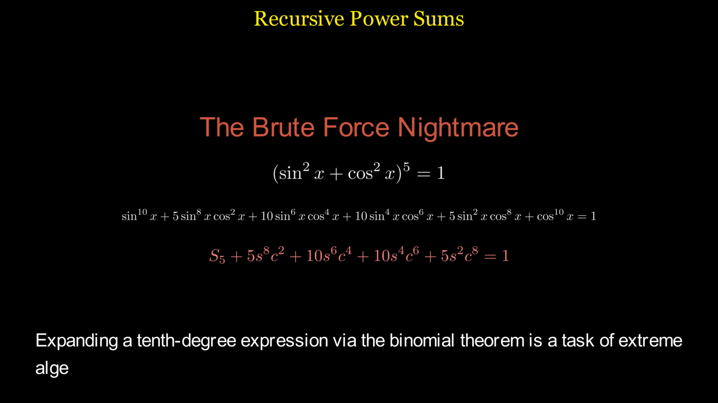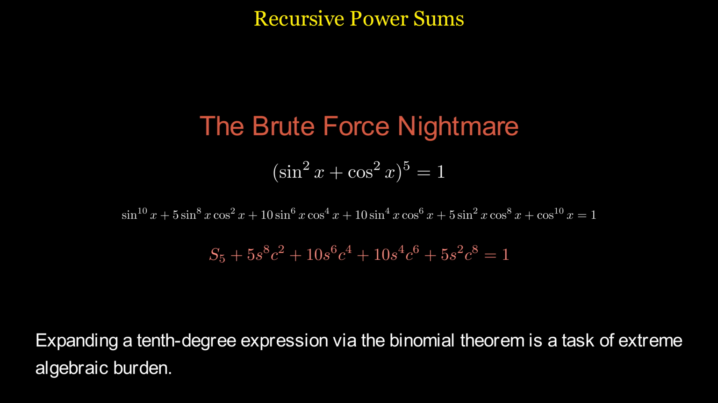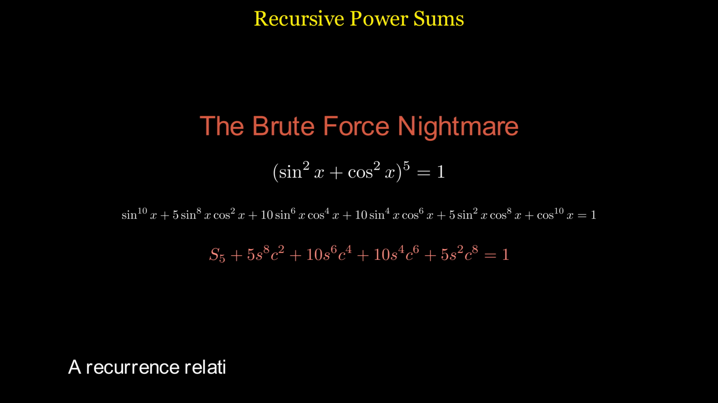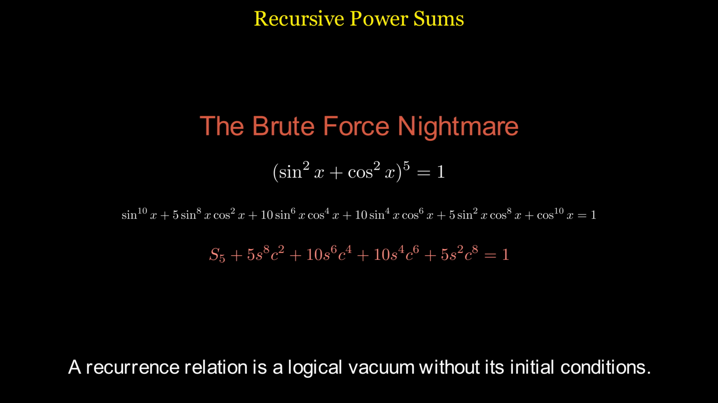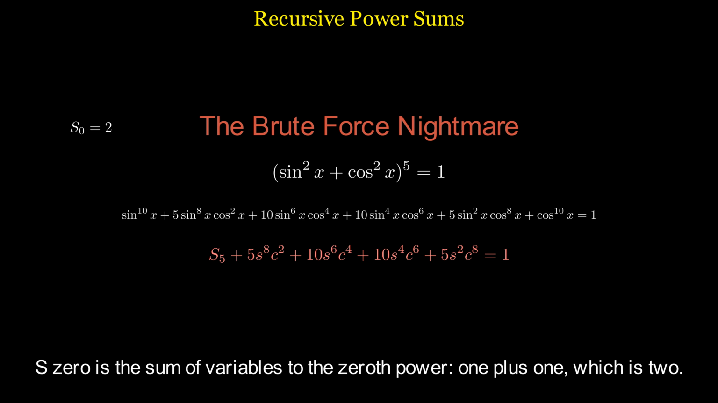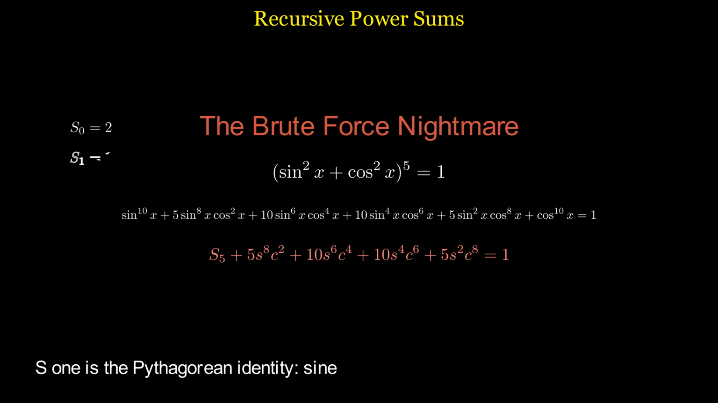Expanding a 10th-degree expression via the binomial theorem is a task of extreme algebraic burden and inevitable arithmetic error. A recurrence relation is a logical vacuum without its initial conditions. S0 is the sum of variables to the 0th power, 1 plus 1, which is 2. S1 is the Pythagorean identity, sine squared plus cosine squared, which is 1.